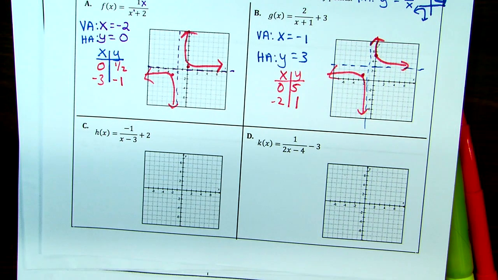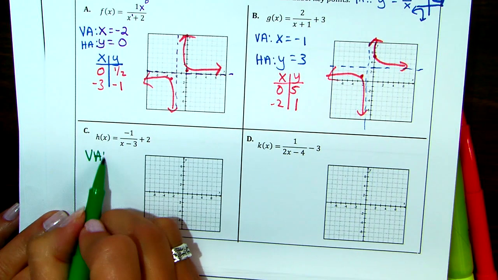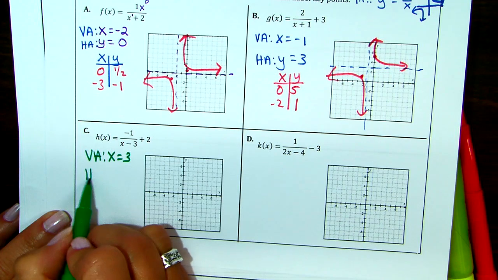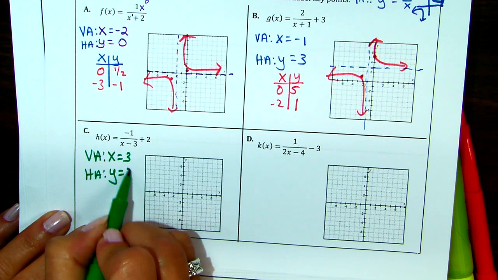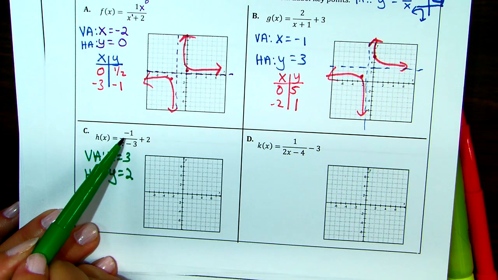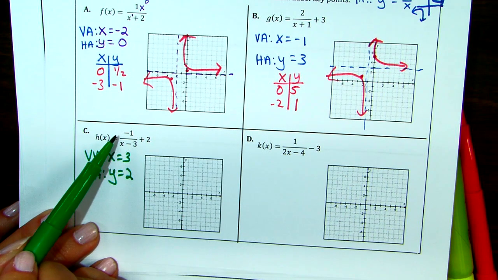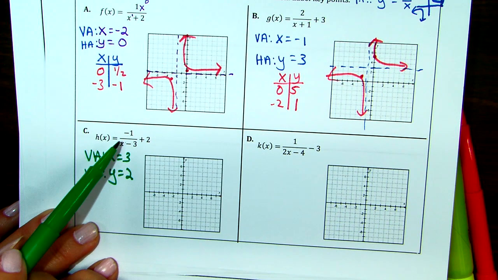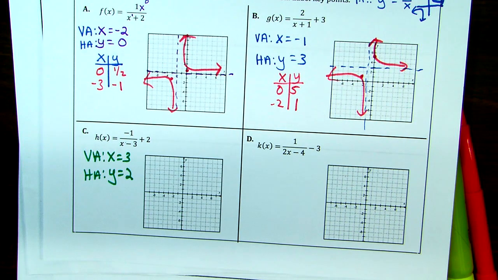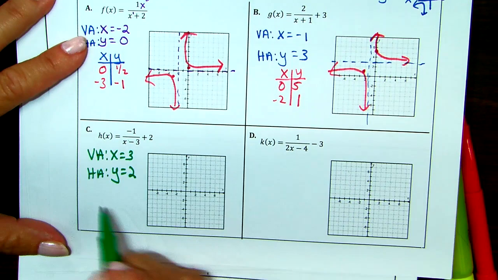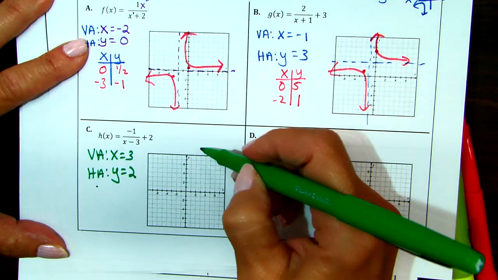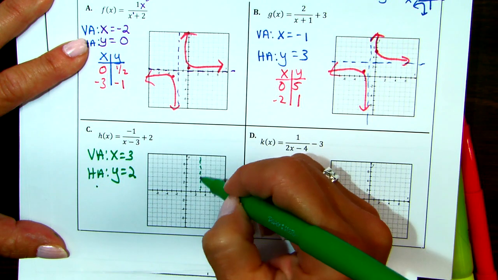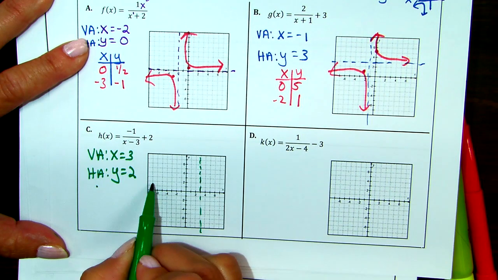And these are pretty repetitive. VA, x equals 3. HA, y equals 2. Now notice the number on top has a negative. We didn't really go into it, but a negative on top just like with a parabola with a negative in front of the equal sign, flips your graph. So we're going to go from branches in quadrants 1 and 3 to quadrant 2 and 4. You'll see. So x equals positive 3 and y equals 2.